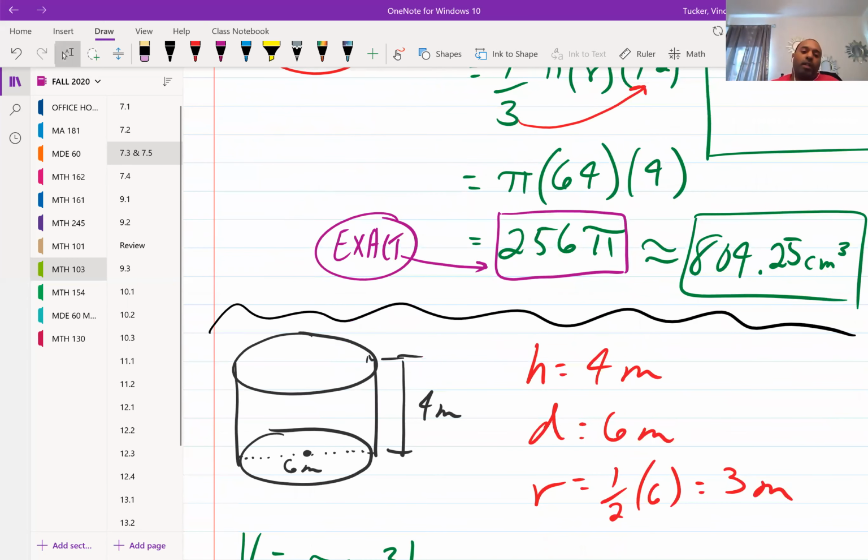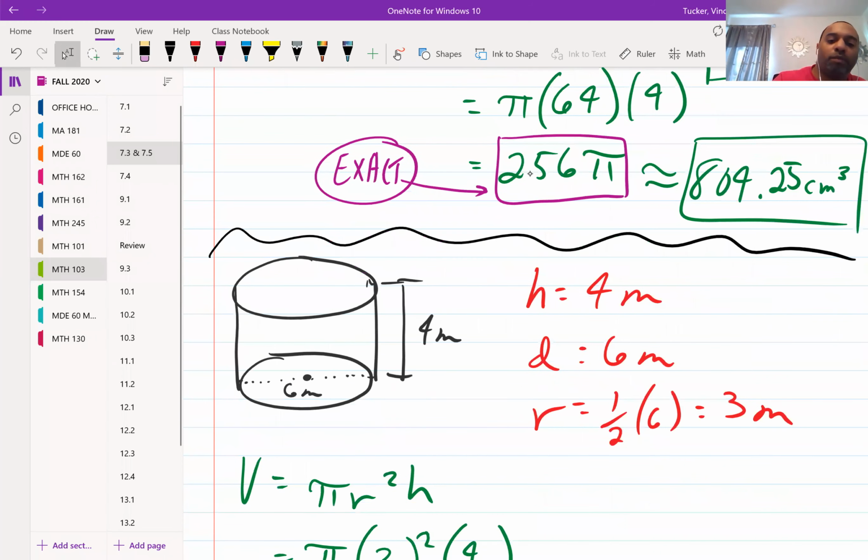Next one, they give us a cylinder. They give us 4 as the height, and notice they give us the diameter at the bottom as 6 meters. But in the formula for the cylinder, I need pi r squared h. So I need to go ahead and divide that diameter of 6 by 2 to get my radius.